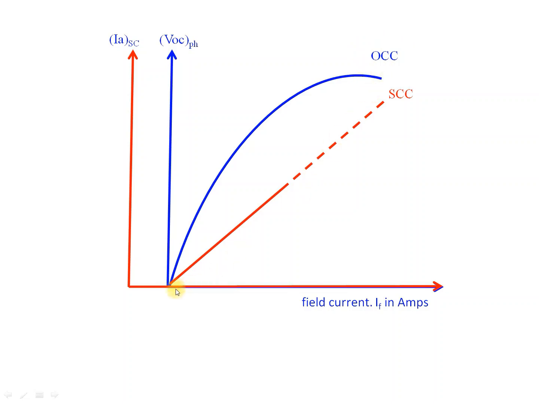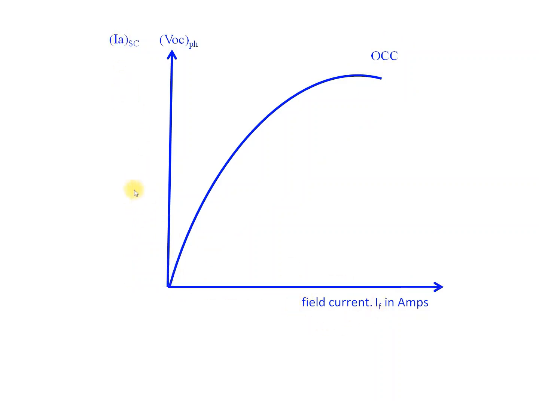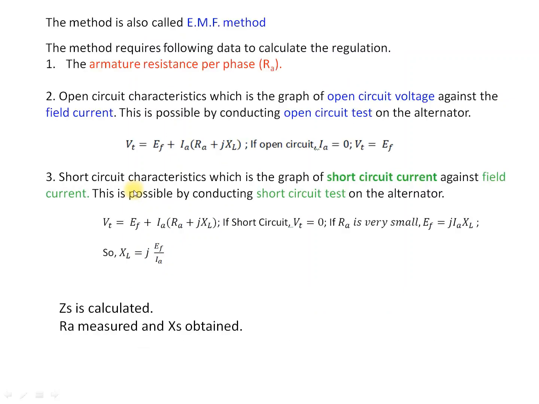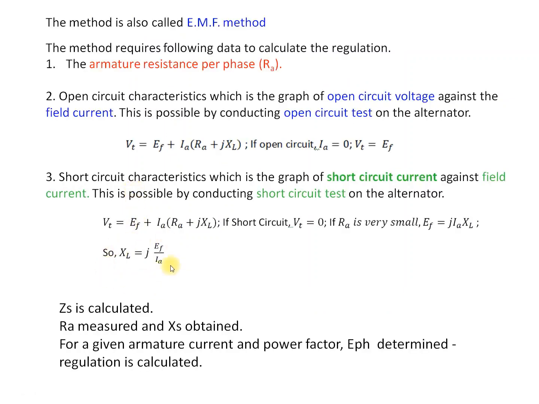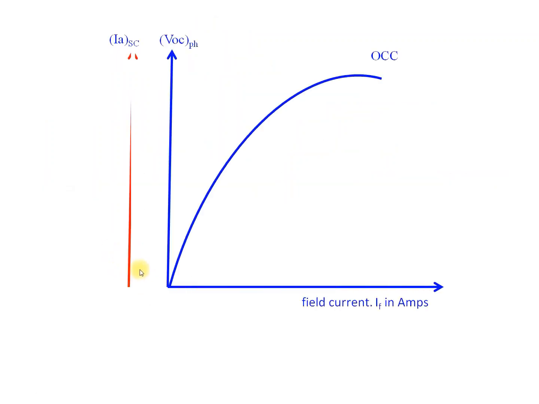If we give the short circuit and increase the field current, since we have seen in the previous slide, the variation in the Ia and the EF will give the constant XL, so that the short circuit characteristics will be a straight line.